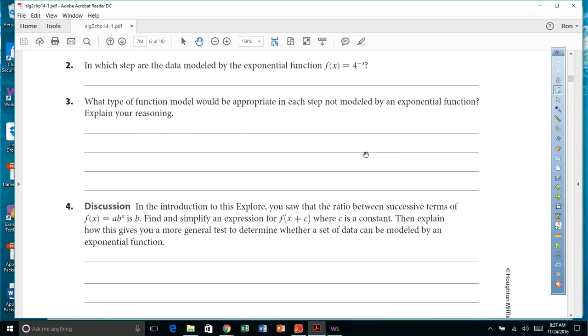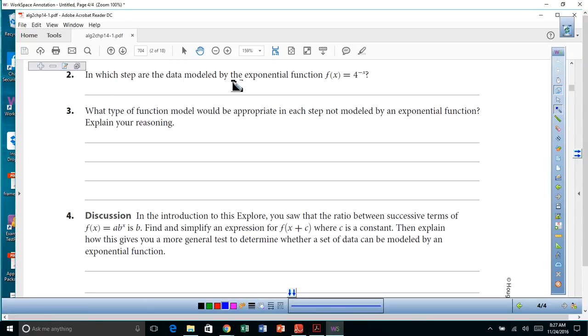In which step are the data modeled by the exponential function f of x equals 4 to the negative x? Well, that would be step D. What type of function model would be appropriate in each step not modeled by the exponential function?